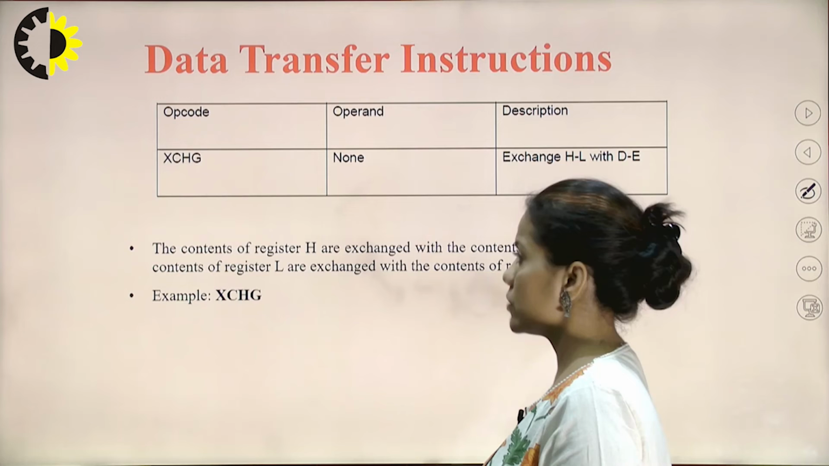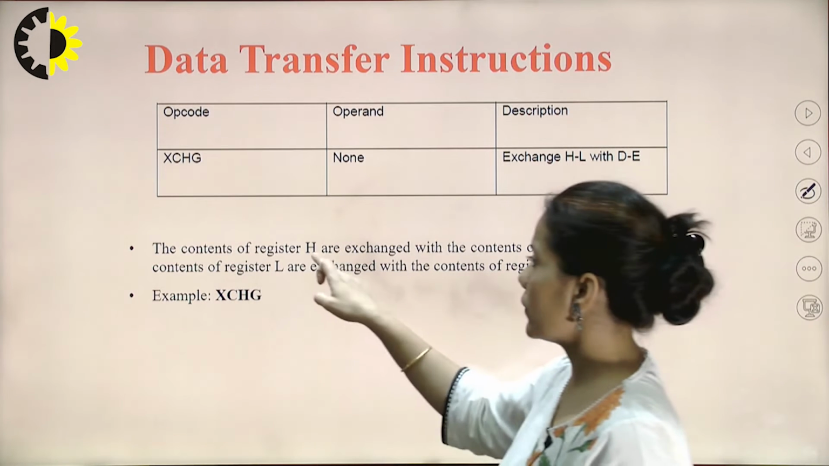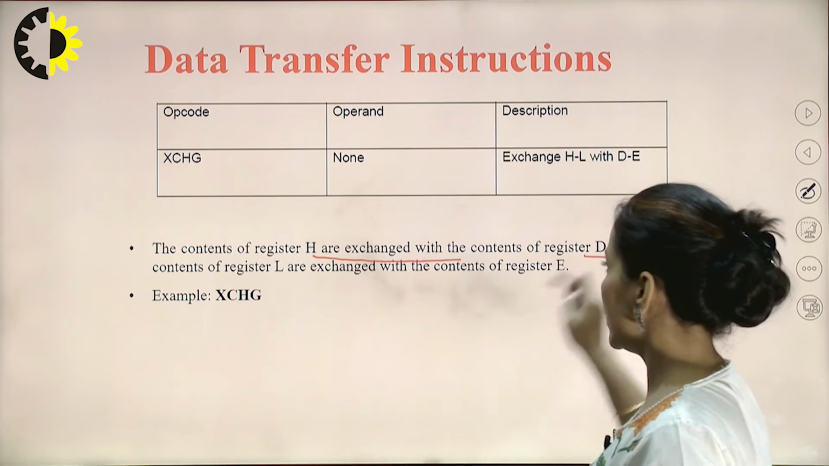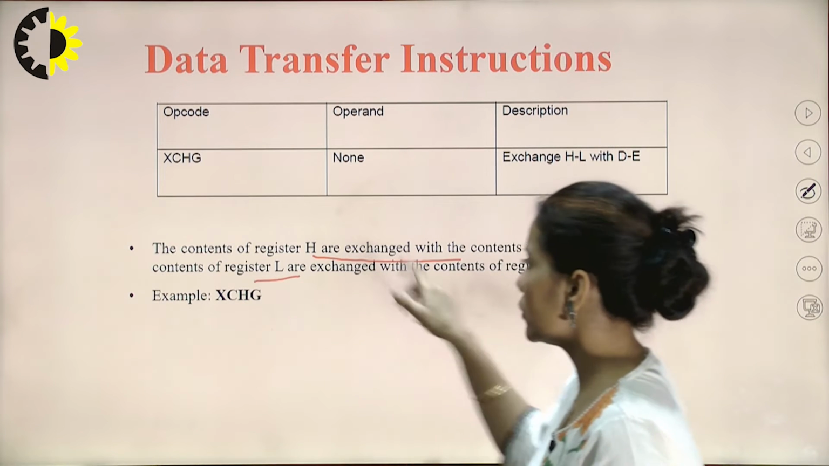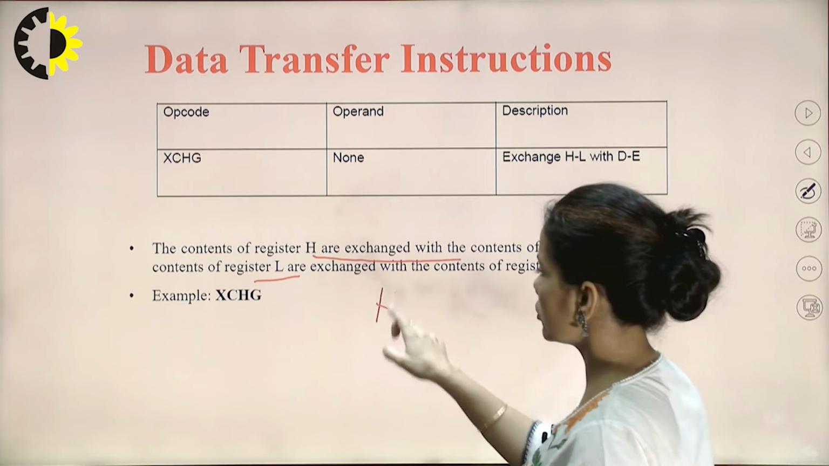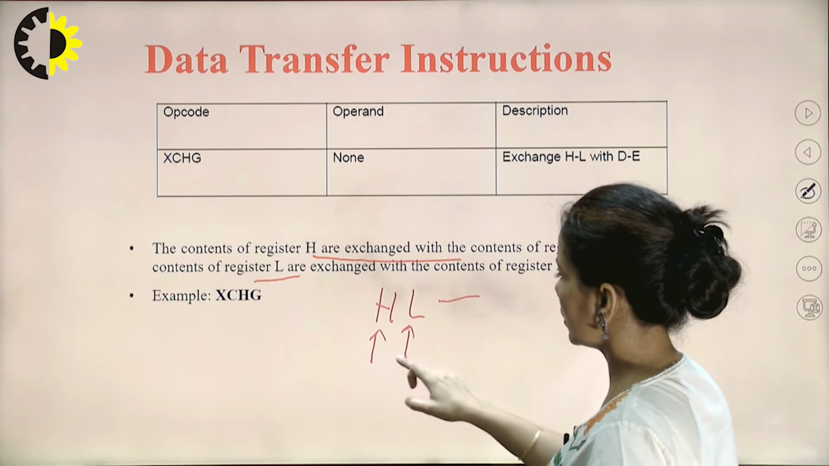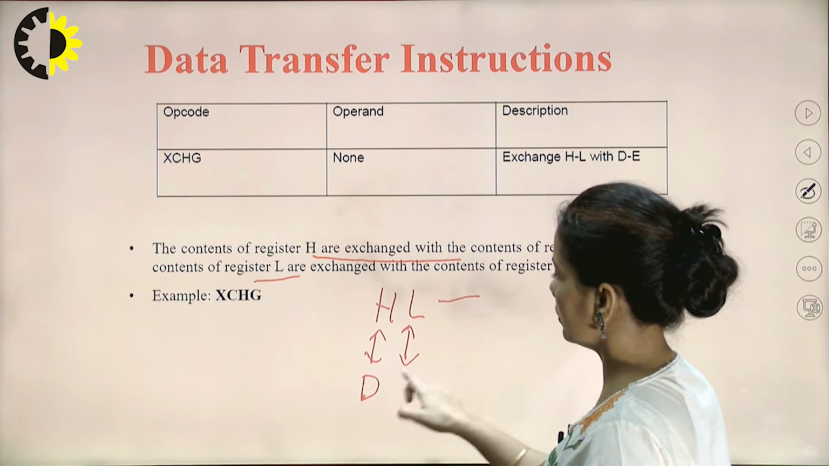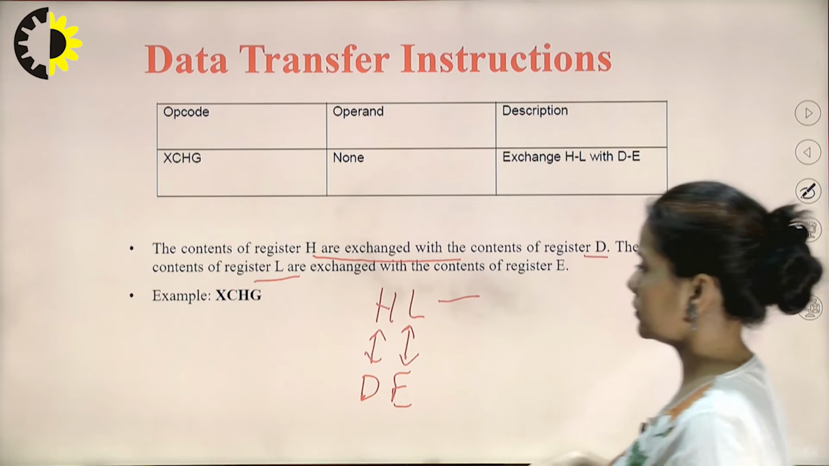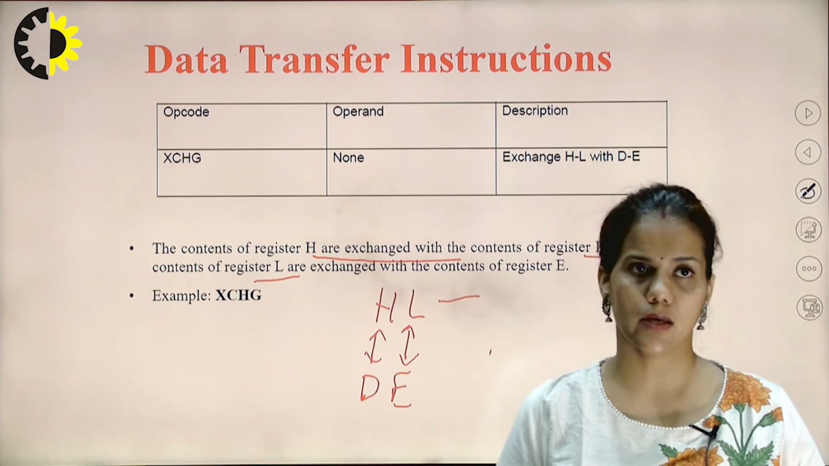XCHG, exchange, it will exchange the contents of HL with the DE register pair. So the contents of H are exchanged with D, and the contents of L are exchanged with the lower order register, that is E. In this way we can understand, HL is exchanged with DE, H with D and L with E. So this is what is happening using this instruction, that is exchange, XCHG.